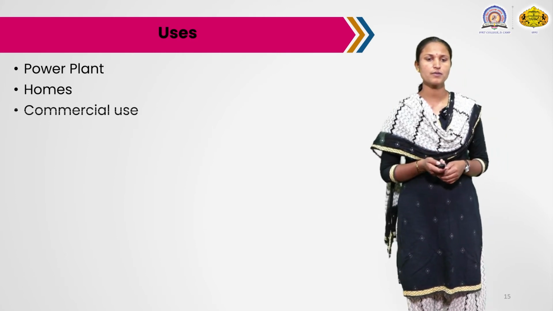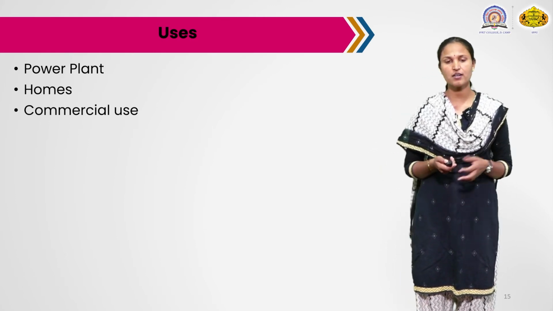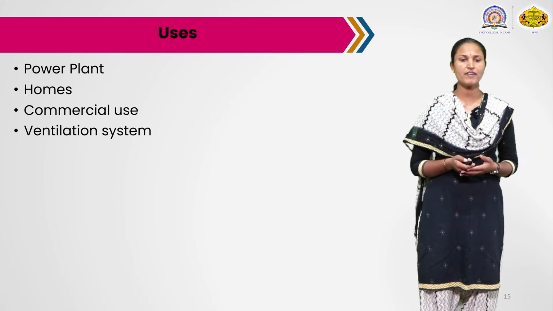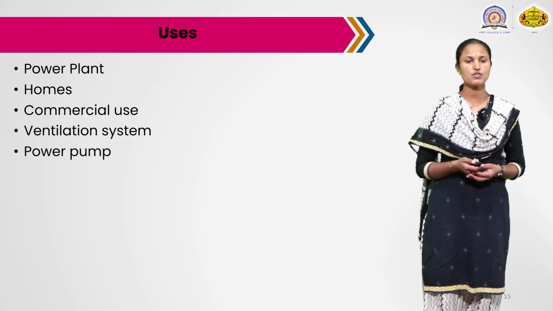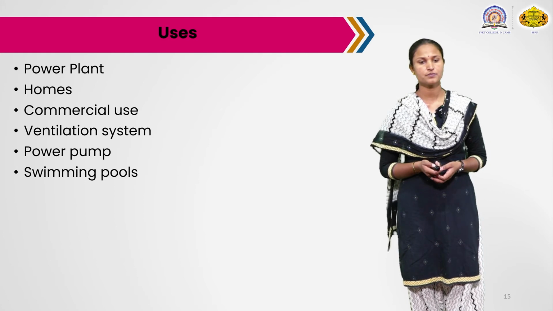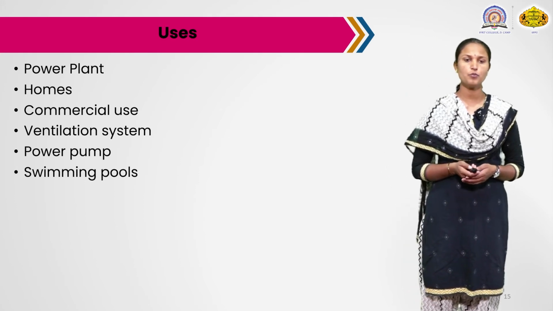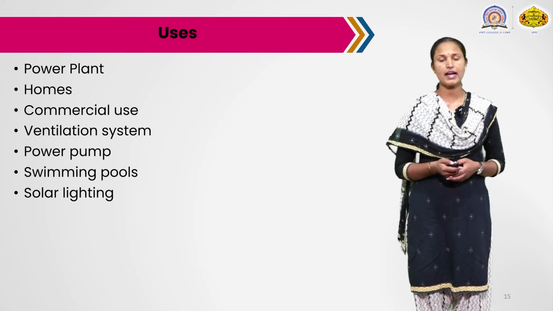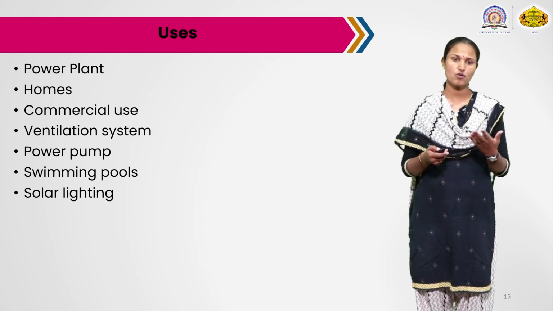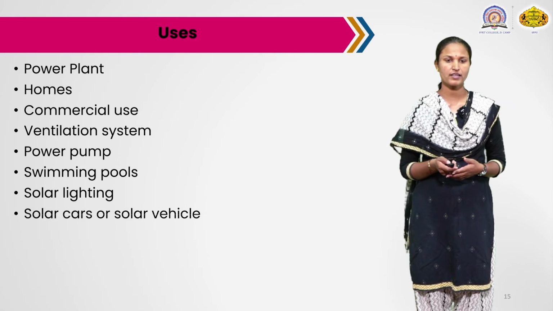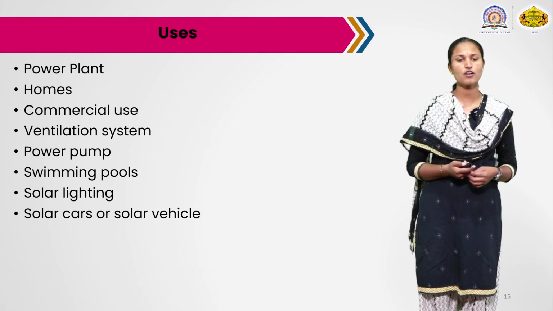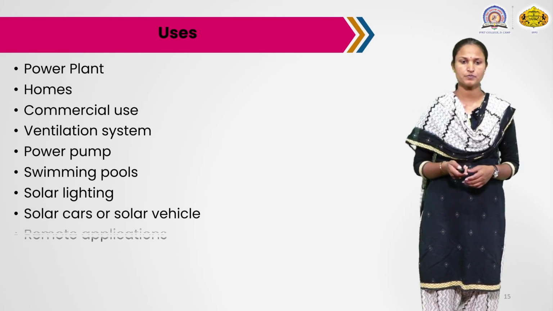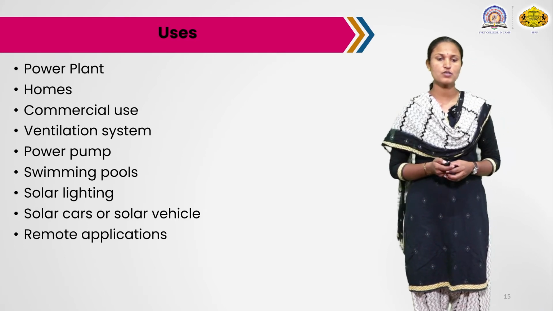Next is the homes. Next is the commercial uses. Next is the ventilation system. Next use is the power pump. Next is the swimming pools. Next is the solar lighting in our homes, roads, etc. Solar cars or solar vehicles. Next use is the remote applications.